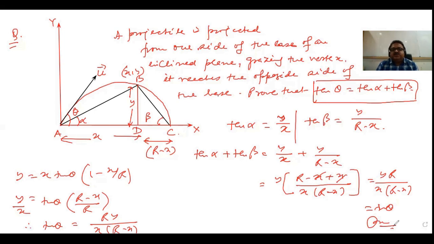Correct? So the next topic is the horizontal projectile. That means when the projectile is projected horizontally.